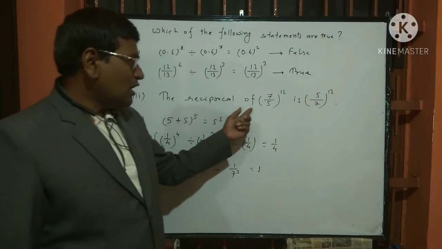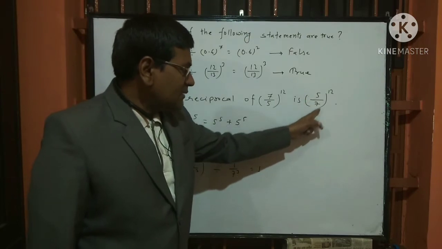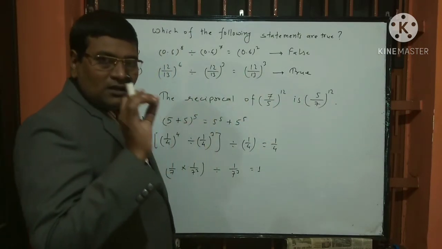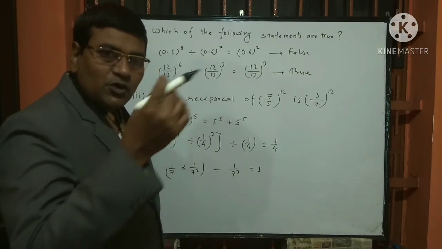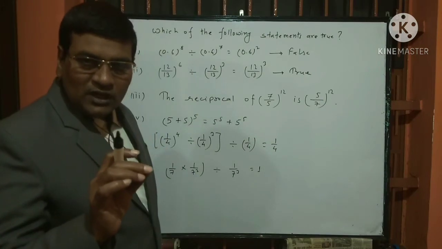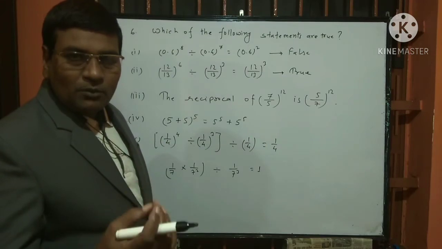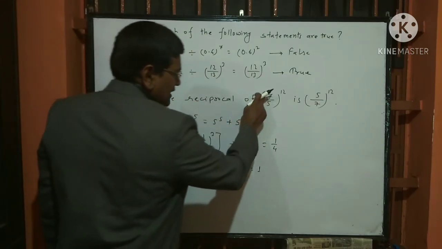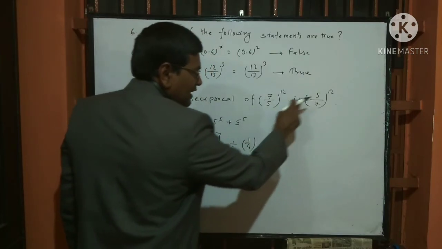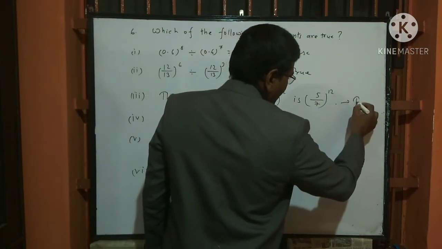The reciprocal of 7 by 5 to the power 12 is 5 by 7 to the power 12. Reciprocal means p by q will be q by p. If there is a rational number p by q, then it will be q by p. Numerator will be denominator and denominator will be numerator. 7 is numerator here and denominator there; 5 is denominator here and numerator there. So it is correct. True.